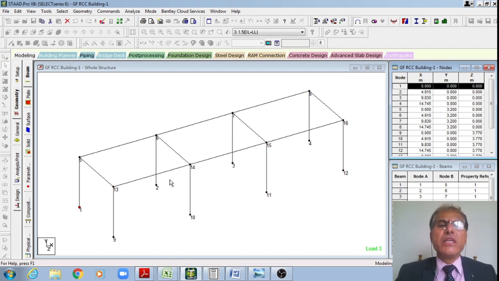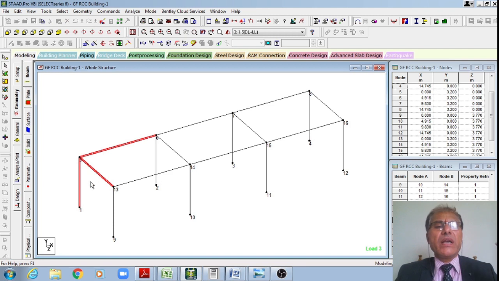I'm defining all these nodes, right? Node number 1, 2, 3, 4, 5, 6, so on and so forth. Node number 1 is at 0, 0, 0, and node number 2 is at a distance of 4.915, 0, 0, and node number 3 is at a distance of 9.83, and node number 4 is at a distance of 14.745.